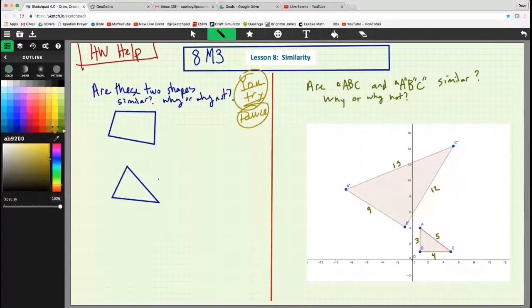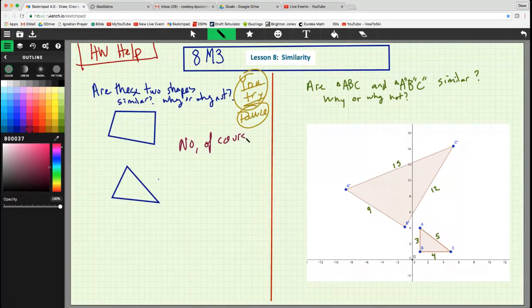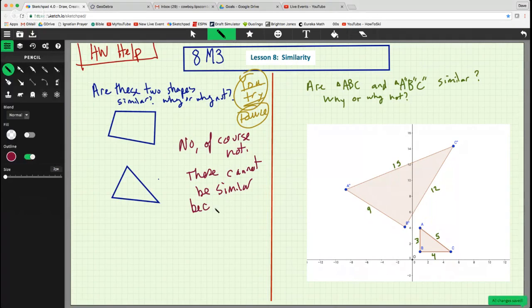Okay, now I assume you're back and you've tried it and thought about it, and the answer is no. Of course not. These cannot be similar because they are not the same what? Shape. Right? They're not the same shape.